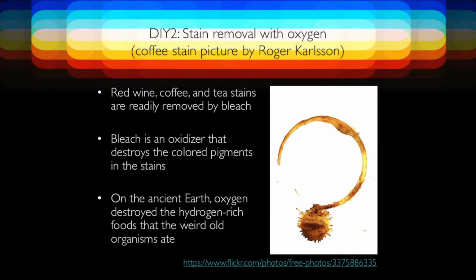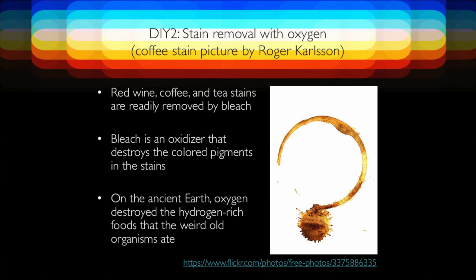If you've ever used bleach to remove a stain, then you've used oxygen to make a color disappear in a slightly different way. This especially works for wine, coffee, and tea stains. Interestingly enough, stains made by colors from life, life color stains, are readily removed by bleach. It's because of this chemistry, because bleach is an oxidizer. It's more powerful than O2 as an oxidizer, but they're doing basically the same thing. They are destroying the colors, and it turns out that these colored pigments are destroyed by that high oxidizing power.